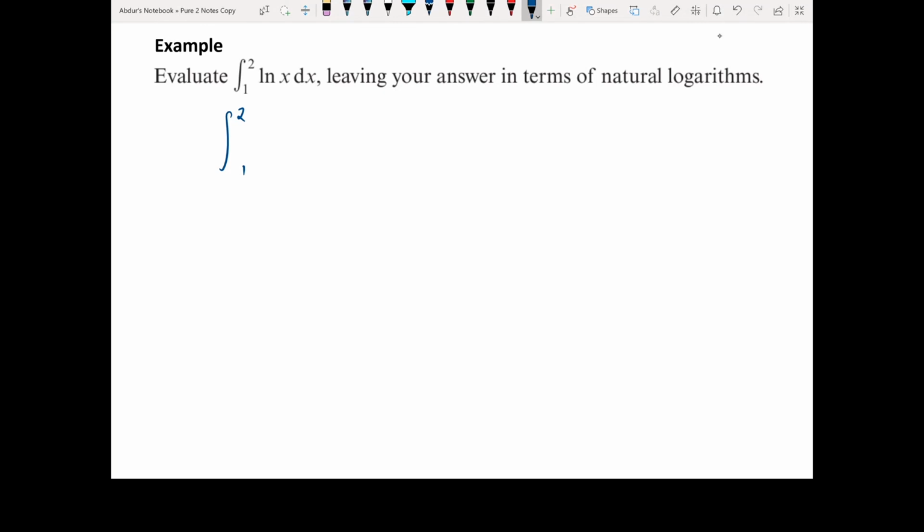Well, what we say is that ln x can be written as 1 times ln x dx. So we've written down 1 times ln x. By introducing 1 times ln x, we're saying that it's the product of 1 and ln x. So now we can actually use our integration by parts formula. I'm going to write down my integration by parts formula: the integral of u dv/dx is equal to uv minus the integral of v du/dx with respect to x.